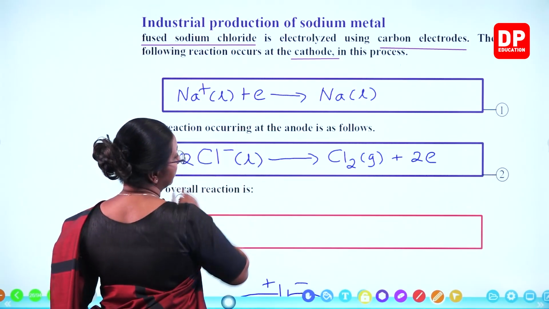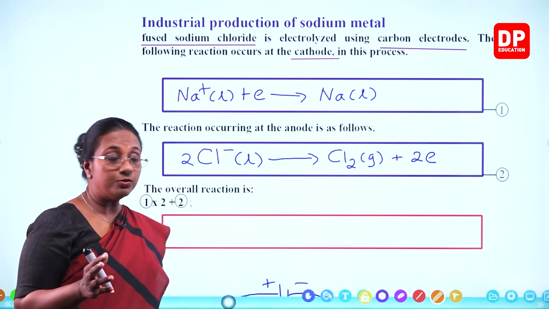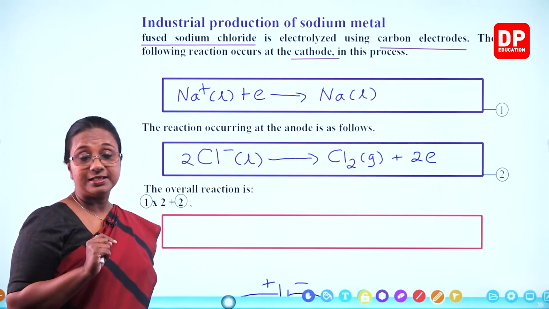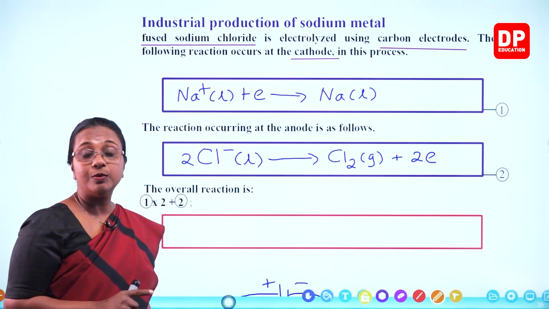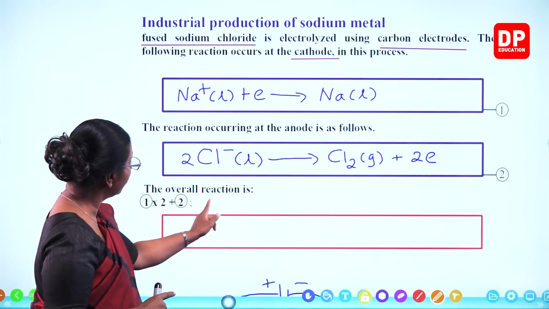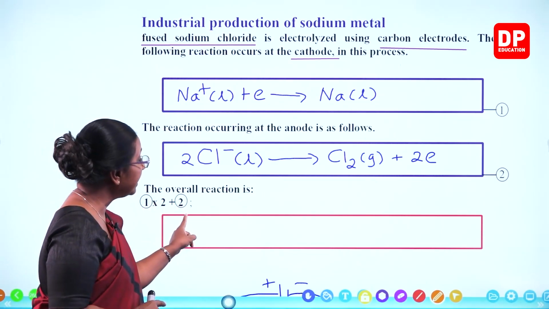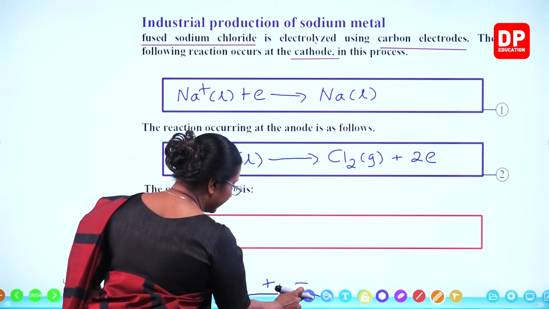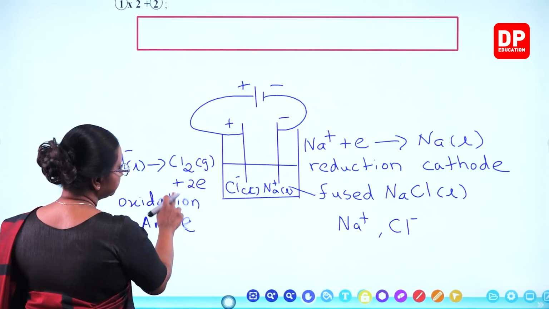So here there is only 1 electron. Here there are 2 electrons. So what do we do? This is the first equation. We need to multiply the first equation by 2 so that you get an equal number of electrons. So when we do that, we get the overall reaction. We multiply 1 by 2 and then add it with the second equation. So just for you all to recall what happens there.